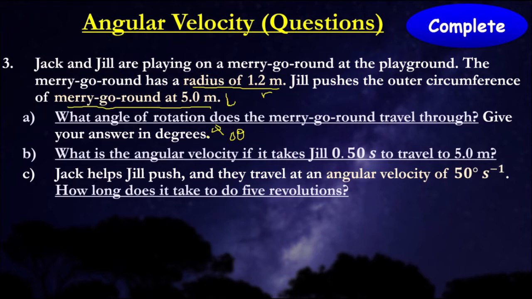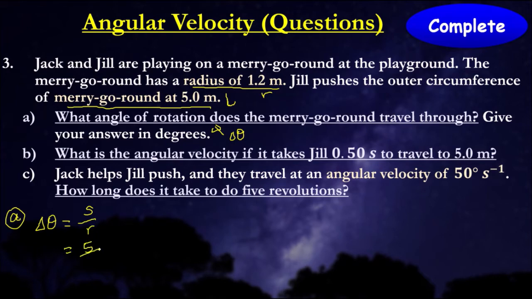Give your answers in degrees. So we're not using radians, we're using degrees, so keep that in mind. Okay, so angular displacement is equal to arc length. You can write it as S, you can write it as L, it doesn't really matter, divided by radius.